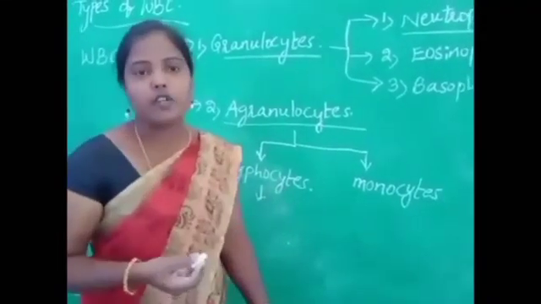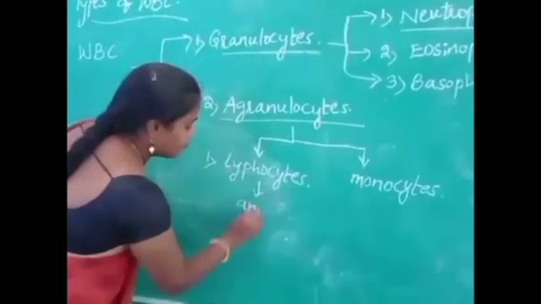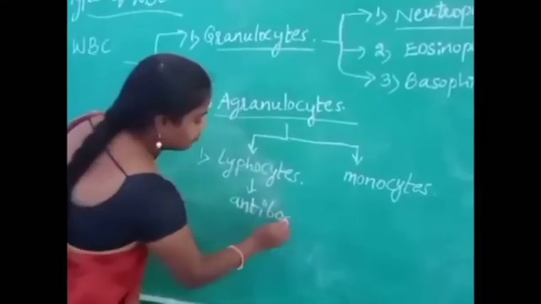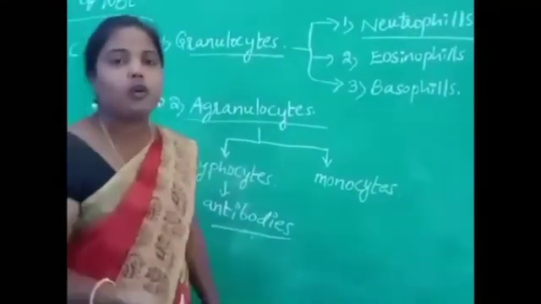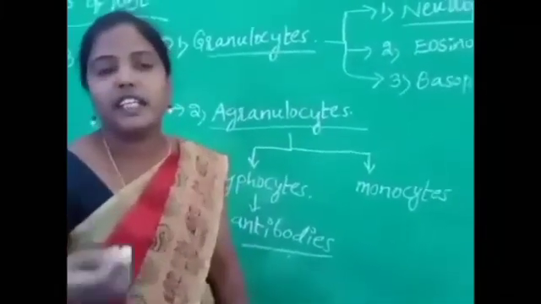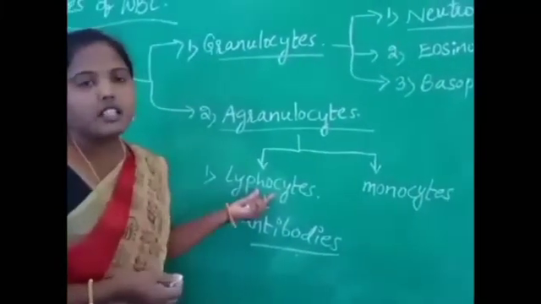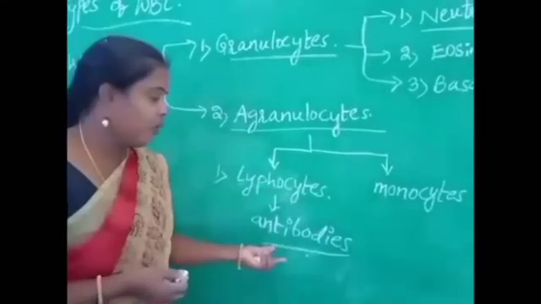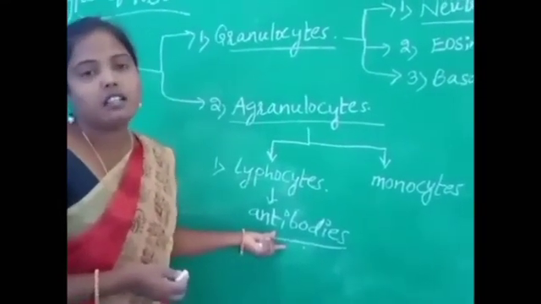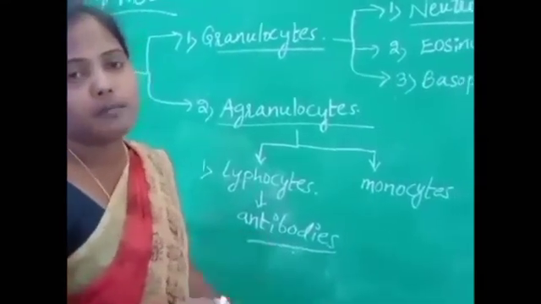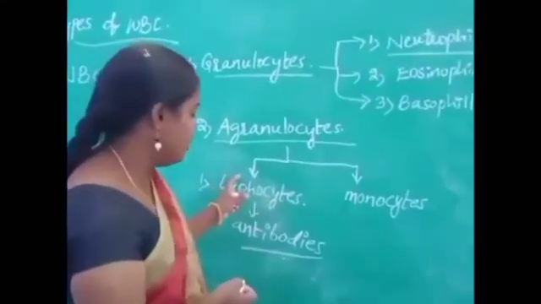Lymphocytes. Lymphocytes are the cells which secrete antibodies. These antibodies kill harmful microorganisms which enter into our body. So what is the function of lymphocytes? Lymphocytes secrete antibodies. These antibodies attack and kill the harmful microorganisms present in our body. Okay, this is the function of lymphocytes.